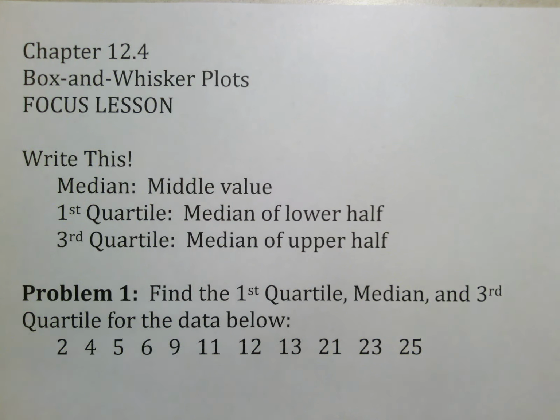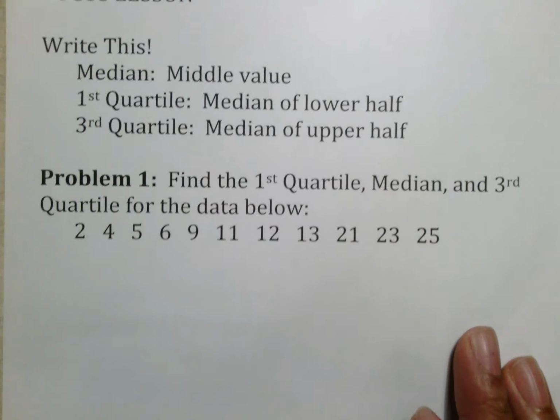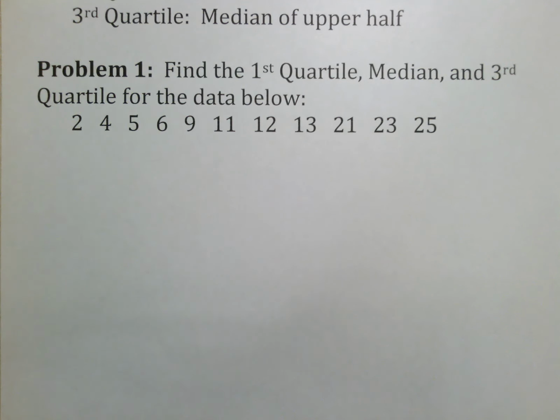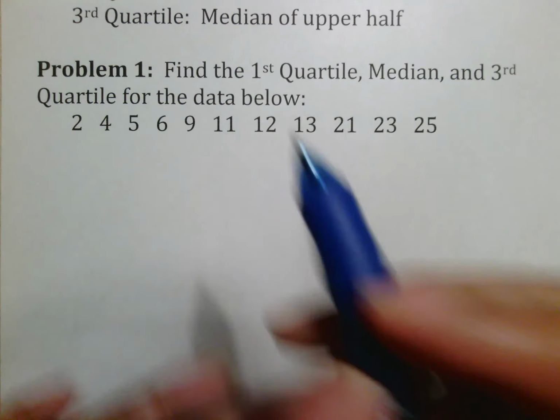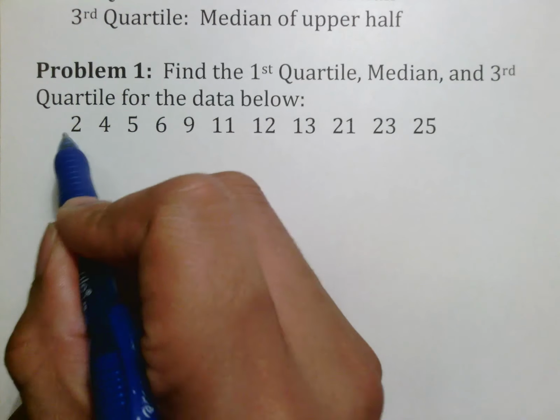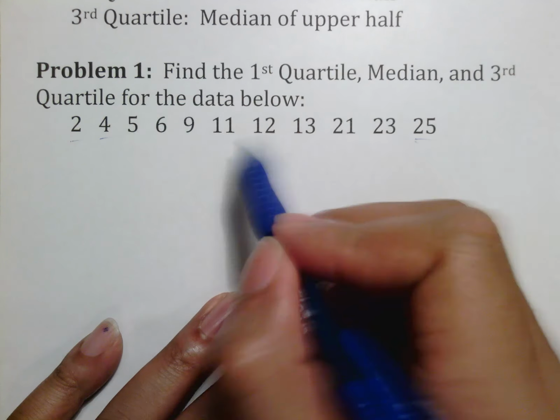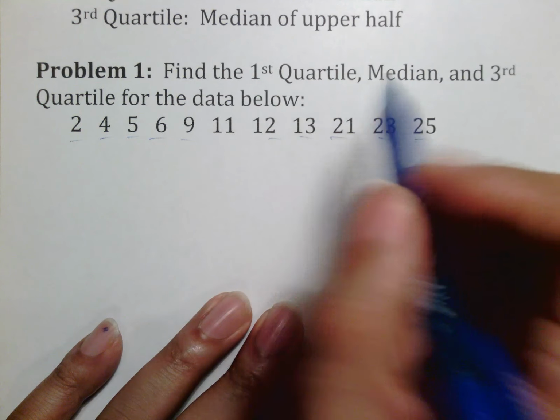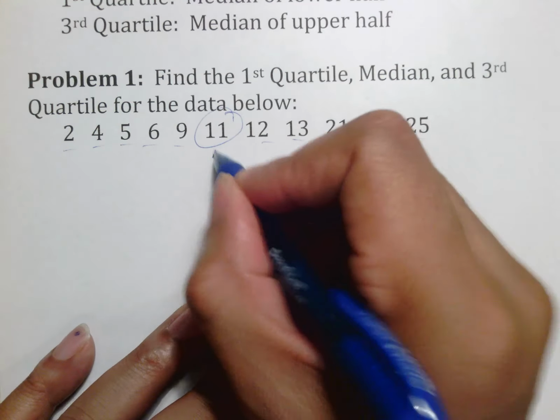Pretty much problem one, we're just going to find the first quartile, median, and third quartile for the data. And it's really not that hard to do. And that's really what's going to set us up for what we are doing. So other than that, what we do is this is already in order. So matching these up, one for one, one for one, one for one, one for one. It means my middle number is 11. This is my median.